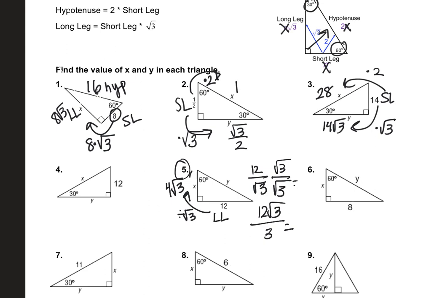And then to go from short to hypotenuse, times 2. So 4 radical 3 times 2 is 8 radical 3.